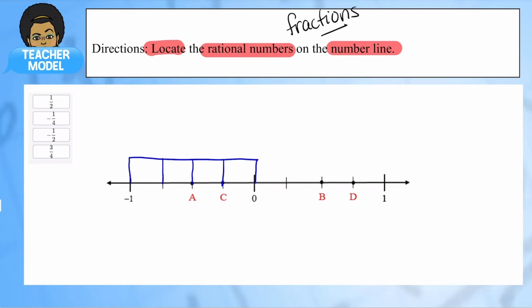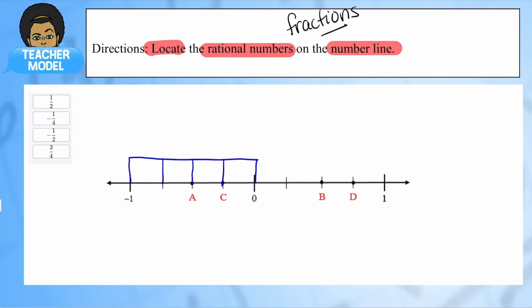That's super helpful because now I can tell what the scale is. Each of these has a distance of 1/4. How do I know? Because I have 4 pieces here. 1, 2, 3, 4. So I can think of them as 1/4, 2/4, 3/4, and 4/4.